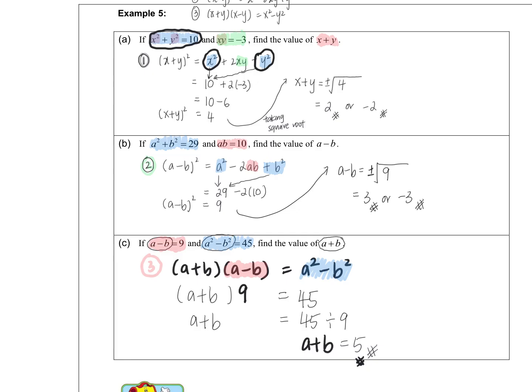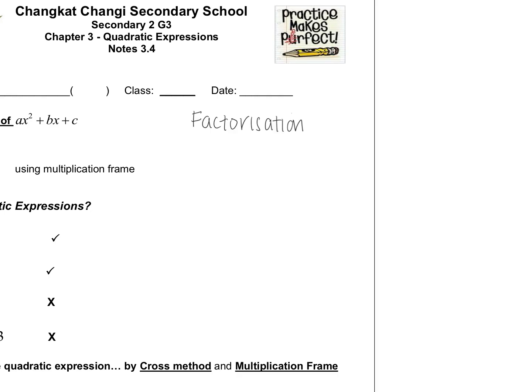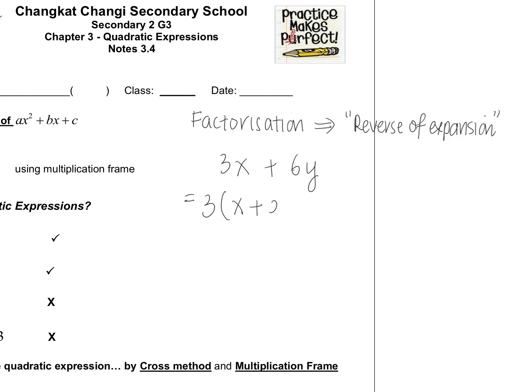Okay, I have to do it. Okay, factorization is the reverse of expansion. Meaning, if I have, let's say, 3x plus 6y, I can group it into 3 groups of x plus 2y.